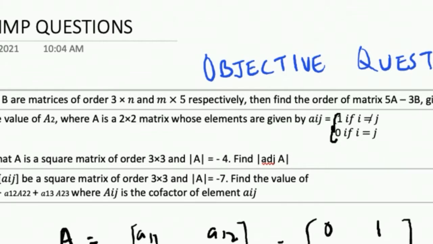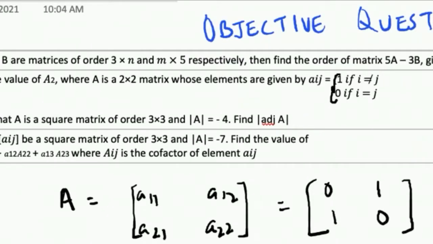So I will start by discussing the fifth question. I have placed the solution of question number five first. Let us read it. Find the value of A square, it is A square, not A2, where A is a 2 cross 2 matrix whose elements are given by aij equal to 1 if i is not equal to j, and 0 if i equals j. So we can make that matrix. We know how we write the matrix.